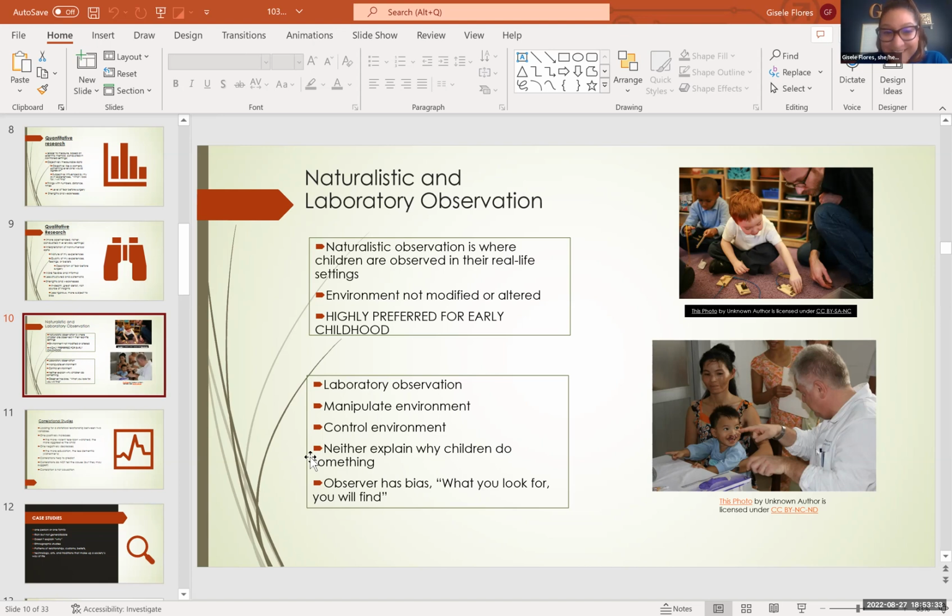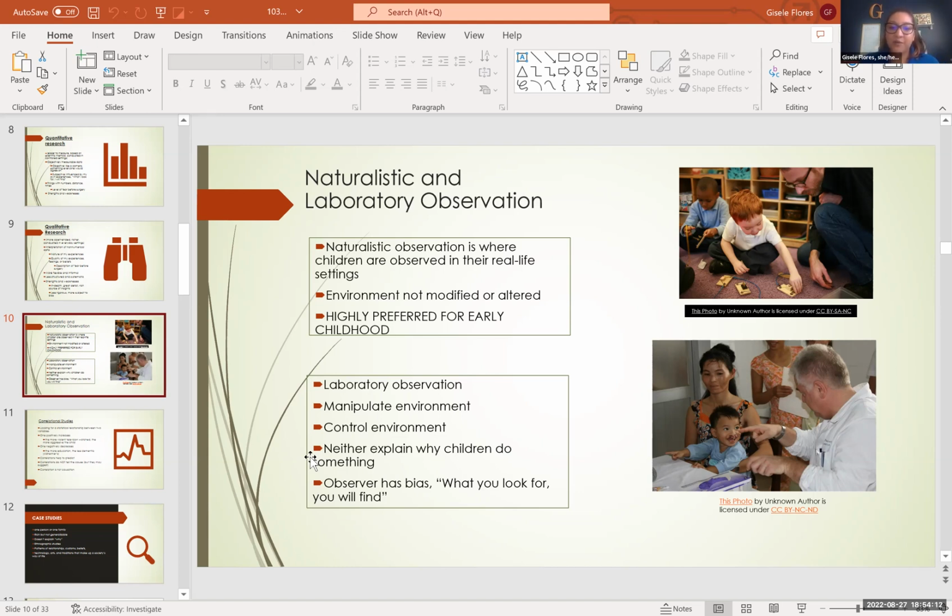If you said a naturalistic setting, you would be right. So the naturalistic setting is where you're going to get the most information. Why? Because the child is comfortable, the child is surrounded by people and things that they're familiar with. We don't have to modify the environment at all. And it's real life for them. So they're more likely to engage fully in whatever we're trying to pull out from them. So it's very highly preferred for early childhood.